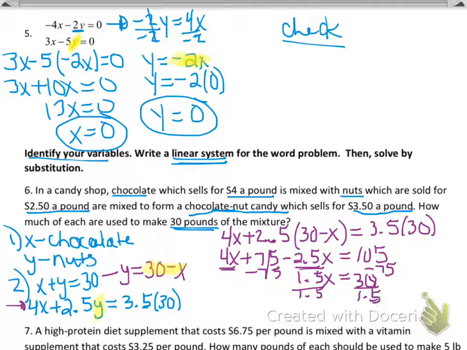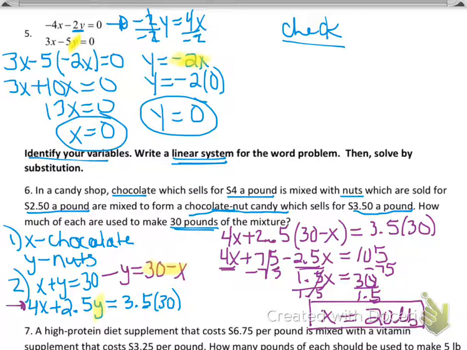It's not writing very nicely. And then you have x equals 20 pounds. And x represented the what? The chocolate. So you're going to have 20 pounds of chocolate.